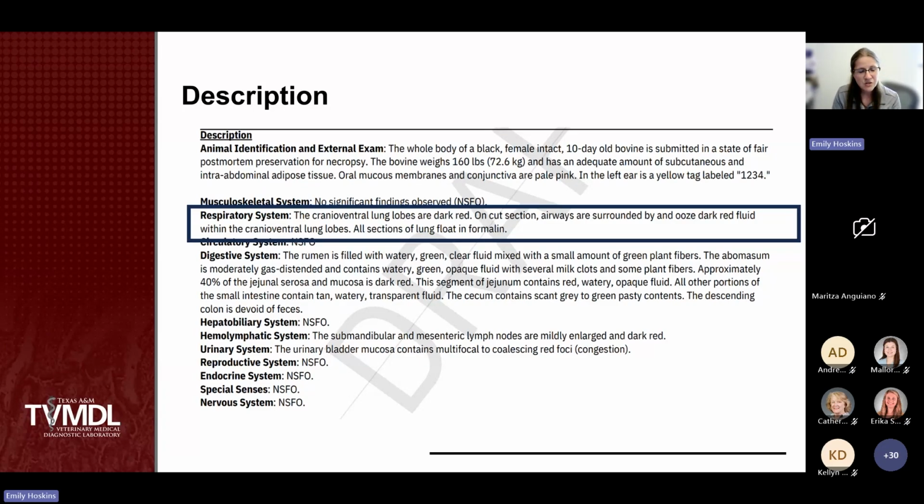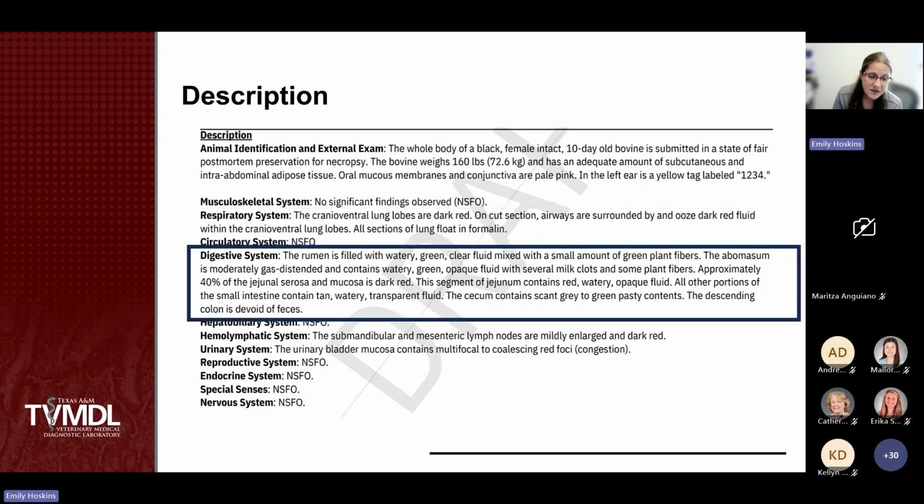So that's what I mean when it's really important to differentiate what is objective versus what is subjective in interpretation. In the digestive system, we're usually going to describe the different contents within each component of the digestive system. And in this calf in particular, I say approximately 40% of the jejunal serosa and mucosa is dark red. And this segment of jejunum contains red, watery, opaque fluid. All other portions of the small intestine contain tan, watery, transparent fluid.